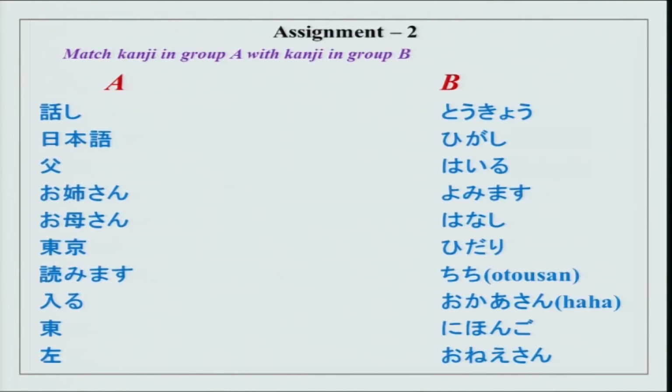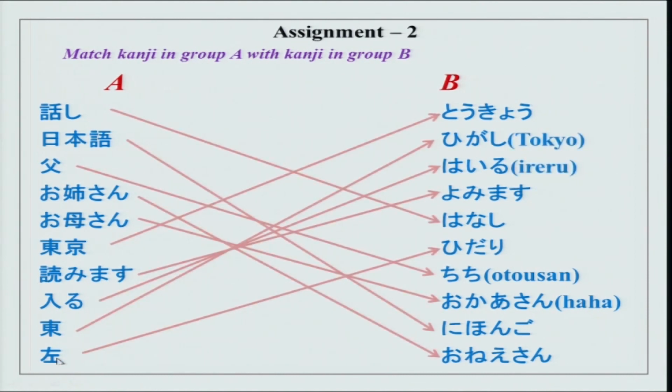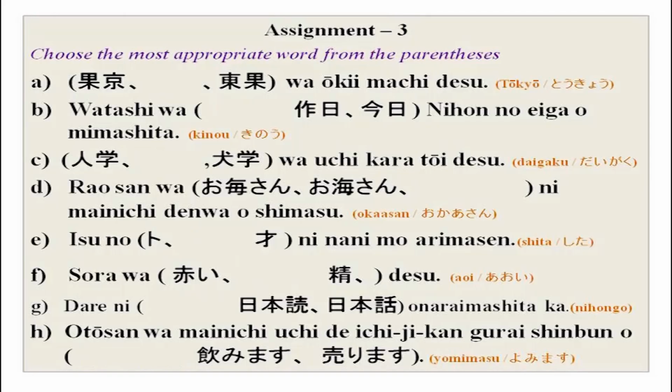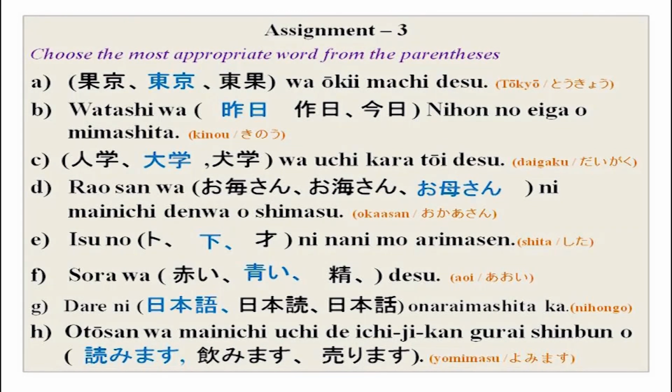Well, the second one is match kanji in group A with kanji readings in group B. This is your kanji section. You can see each character will have minimum 2 readings, one the Chinese and one the Japanese reading. Then choose the most appropriate word from the brackets. I hope you did your kanji section properly.